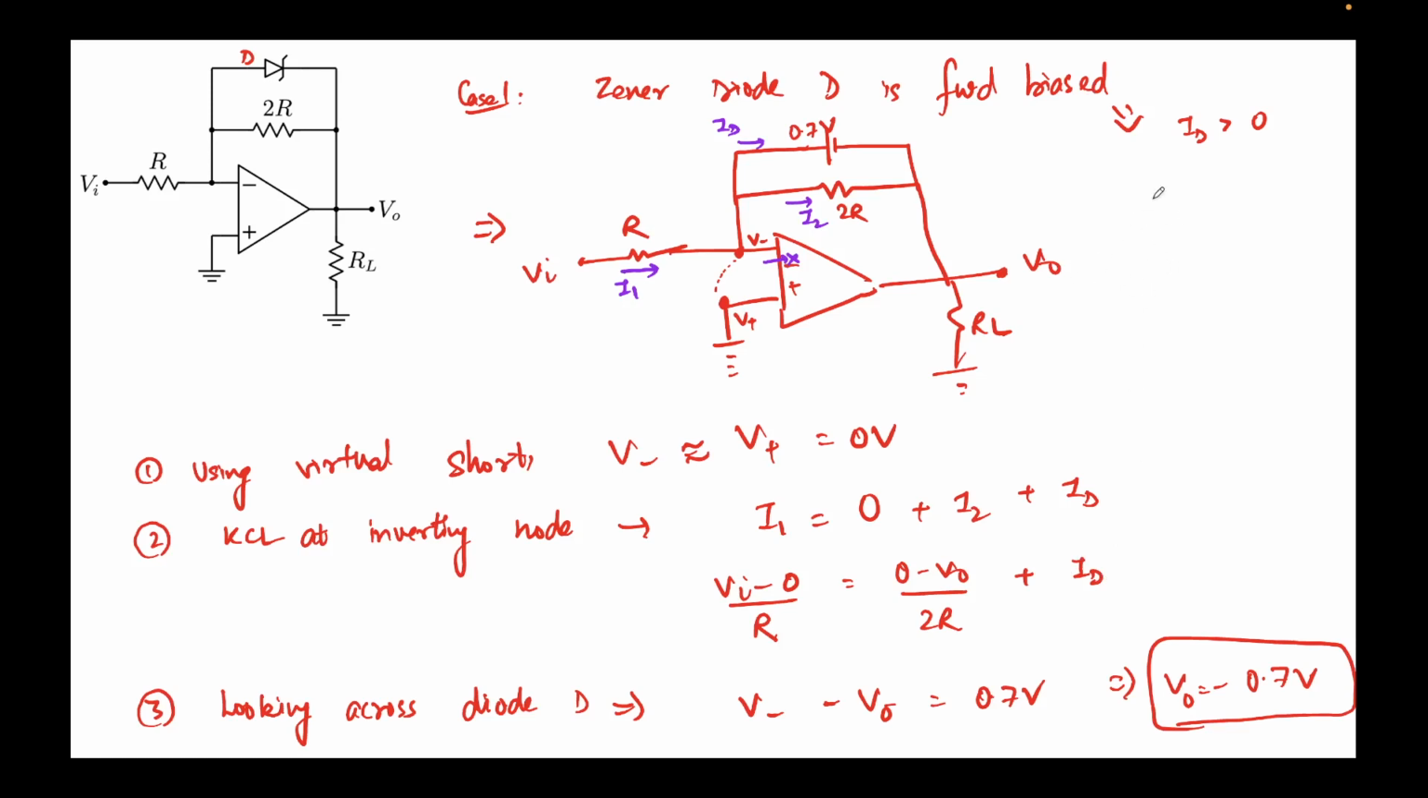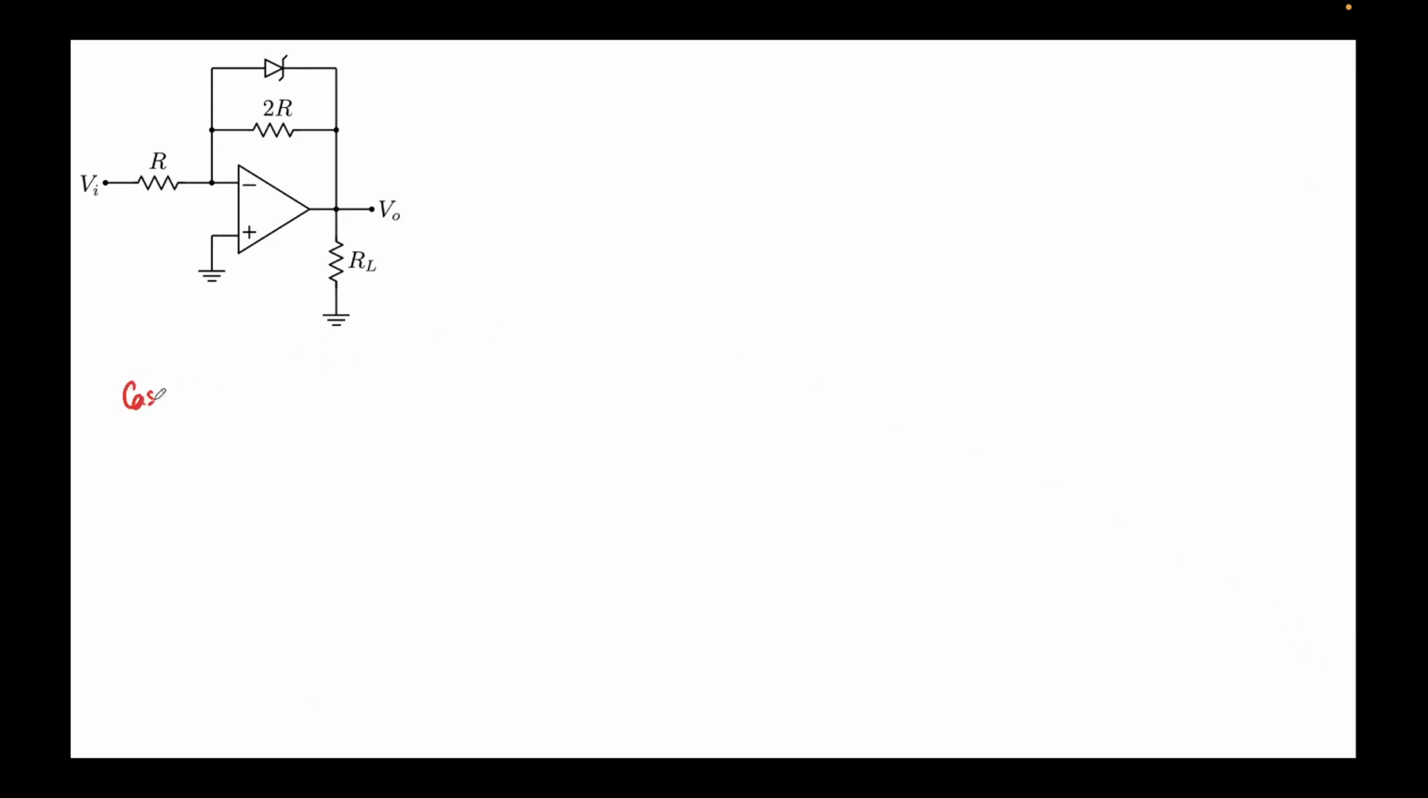What we can see simply is that Vi by R plus V0 over 2R must be greater than 0. That's the condition. So Vi must be greater than minus V0 by 2. The value of V0 is minus 0.7, so if you put this here, we get Vi greater than minus 0.35 volts. So for the first case, when the diode is forward biased, for Vi greater than minus 0.35 volts, the output should be minus 0.7 volts. I'll write that here, case 1 summary.